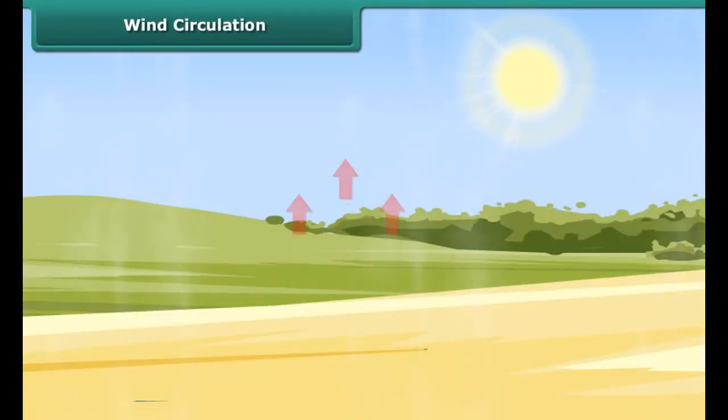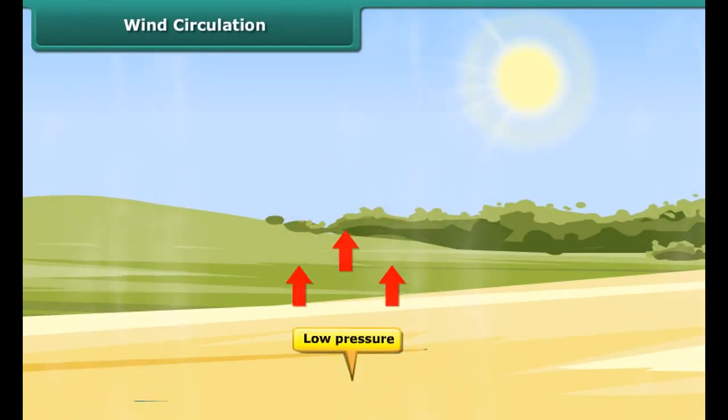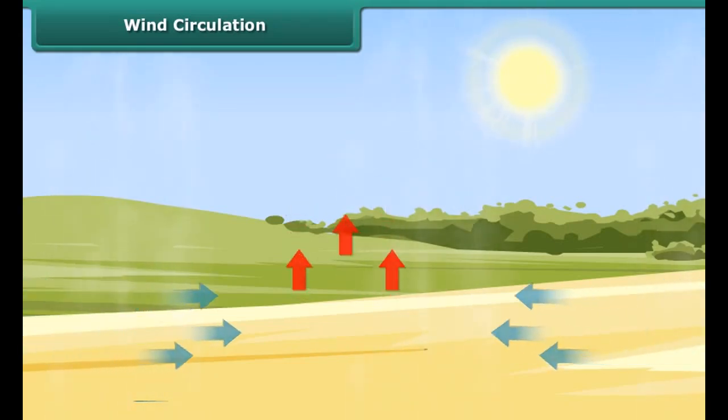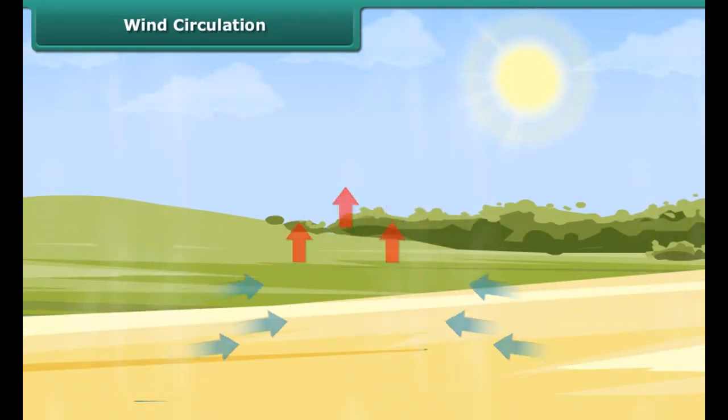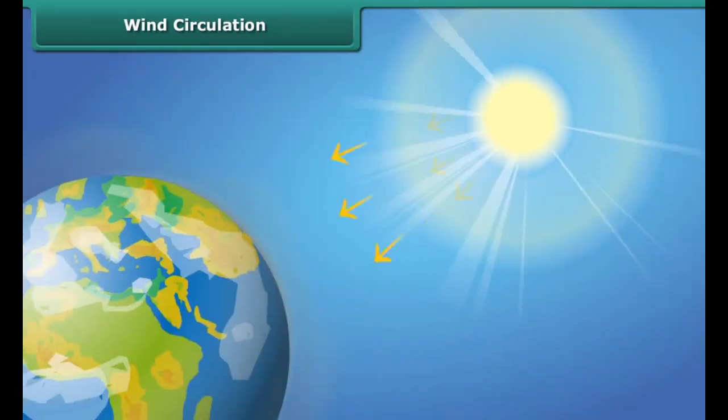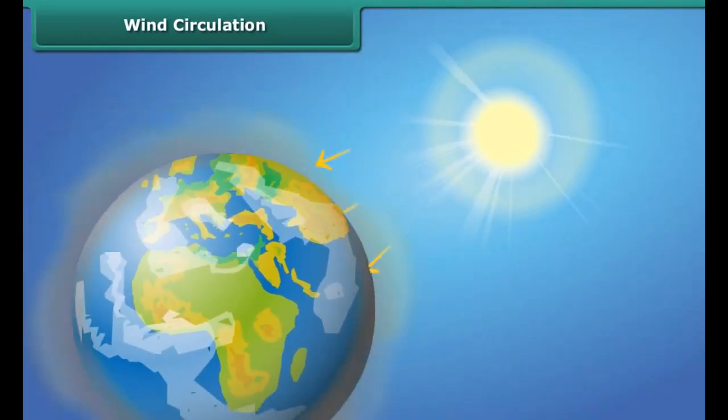The warm air is light, so it rises up at a place, as a result of which air pressure of that area gets lowered. The cold air from the surrounding areas rushes in to fill its space. Energy from the sun heats the earth's surface.